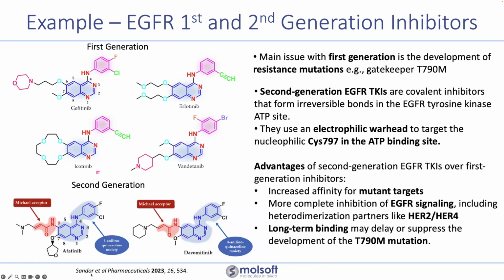An interesting paper is this one, if you want to read more about it. But these are the examples we're going to use. We're going to first go back to our original from a couple of weeks ago, erlotinib, and we will redock this ligand, the first generation ligand first, and then we'll do some covalent docking using the second generation inhibitors.